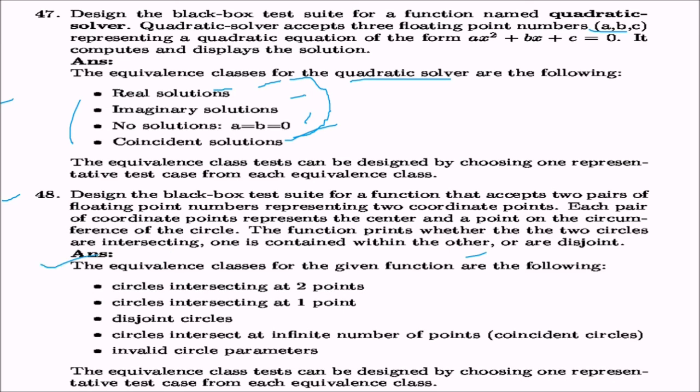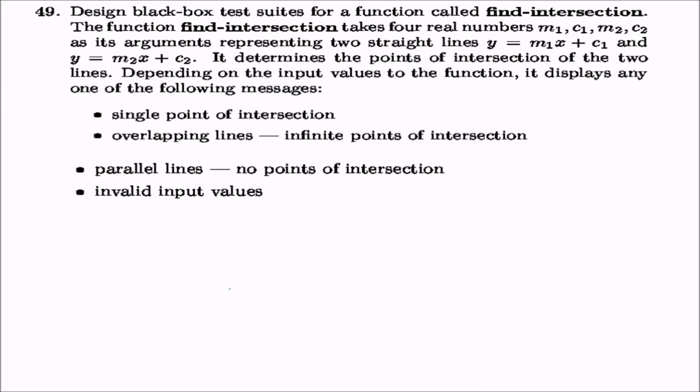It's quite simple. The equivalence classes for the given function can be circles intersecting at 2 points, circles intersecting at 1 point, disjoint circles, circles intersecting at an infinite number of points or coincident circles, or invalid circle parameters. And you can choose the equivalence class test by choosing one representative test case for these equivalence classes.